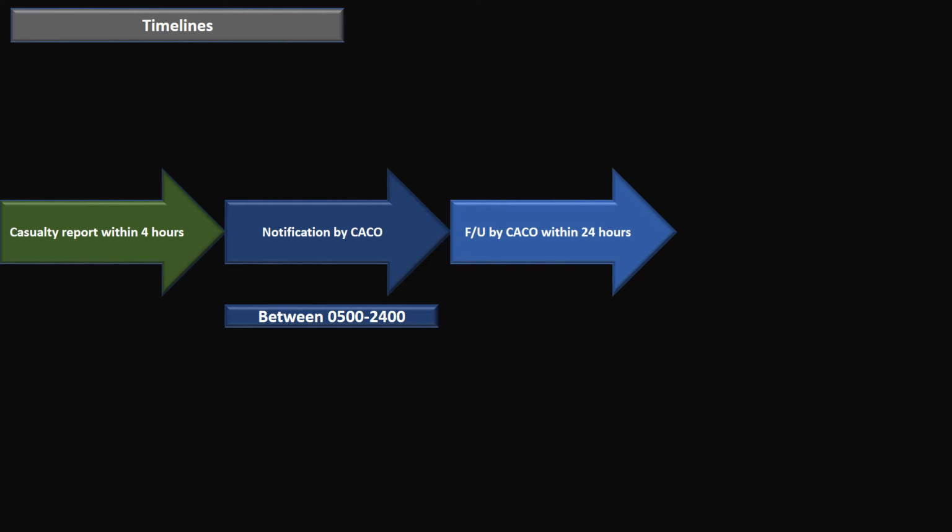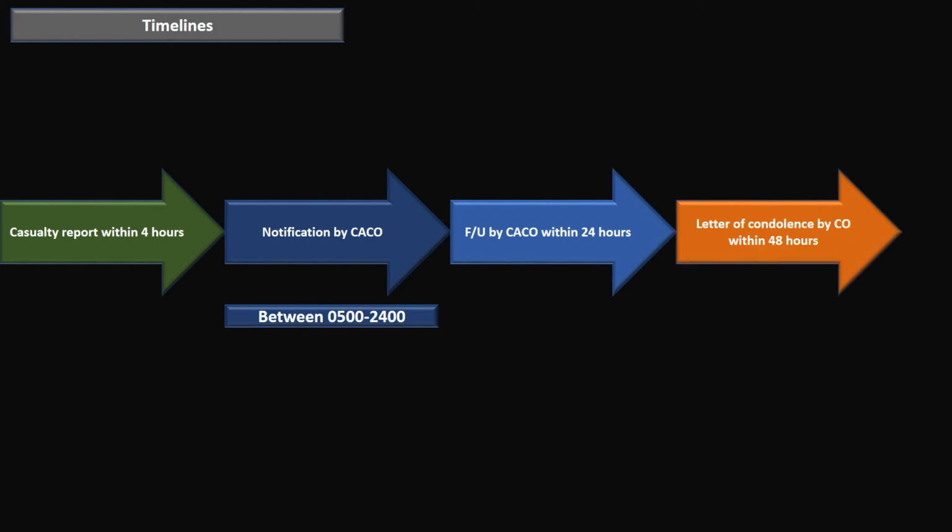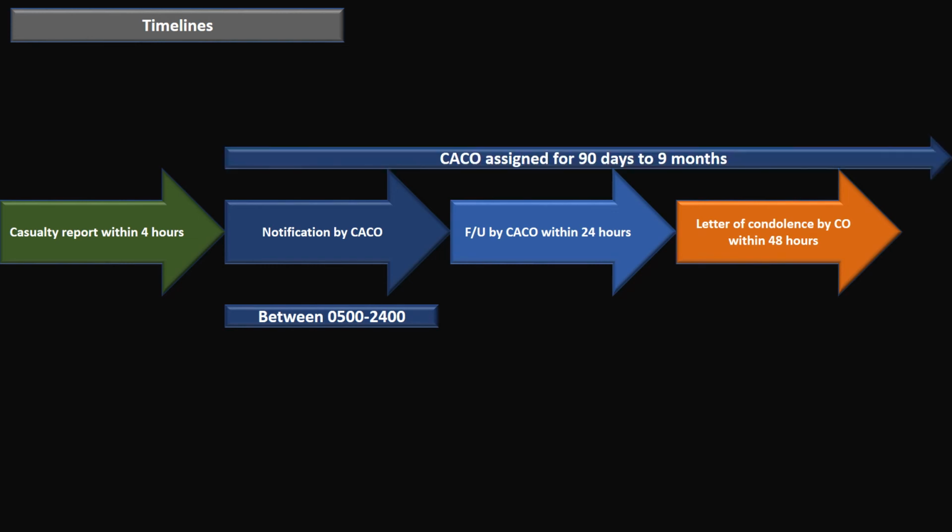The CACO is going to follow up within 24 hours, and that's when you're going to start that paperwork and all the administrative things that are going to go into it. And then a letter of condolence by the commanding officer needs to be written and sent within 48 hours. And then our CACO is going to help the PAD with anything they need from a period of 90 days to 9 months, depending on the needs of the family.